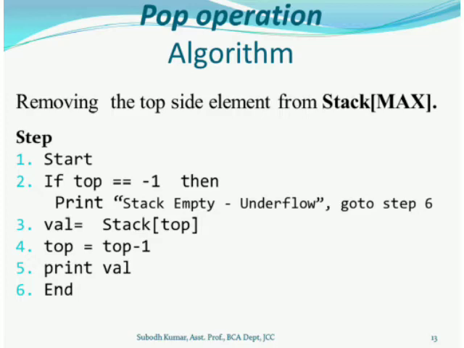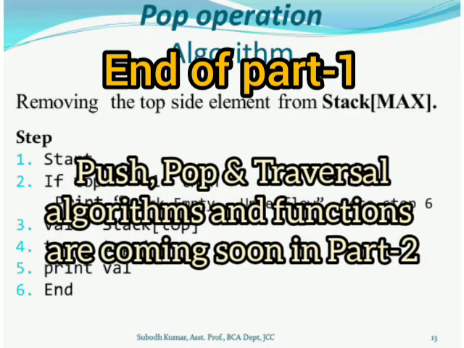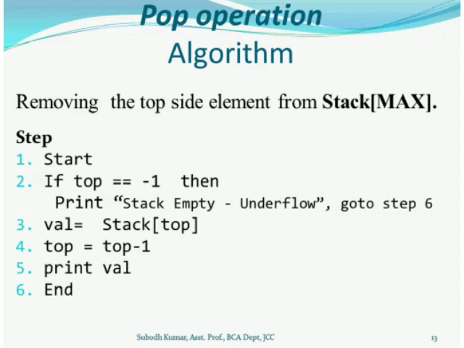The steps are: first step is start, and the second step is for checking empty stack, that is if top equals to -1, then the stack will be empty. So print stack empty, that is underflow, and go to step 6, that ends this process. And if stack is not empty, then we will move to step number 3, that is store or access the top element which is going to be popped into the val. So val equals to stack of top, and decrement the top, that is top equals to top minus 1, and display that value which is popped. Print val, and step 6 is the end of the algorithm.